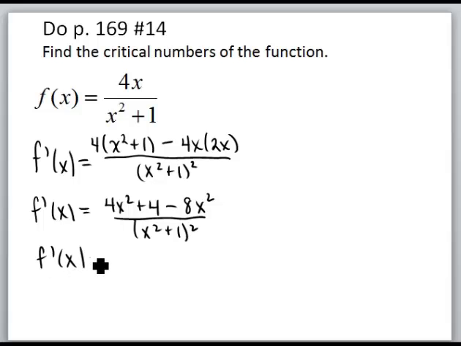And I'll keep going here. I do want to simplify this. Negative 4x squared plus 4, and then on the bottom I have x squared plus 1, squared. So this is my derivative.